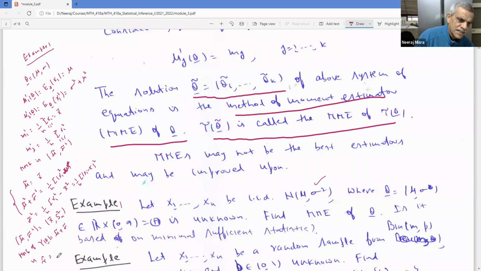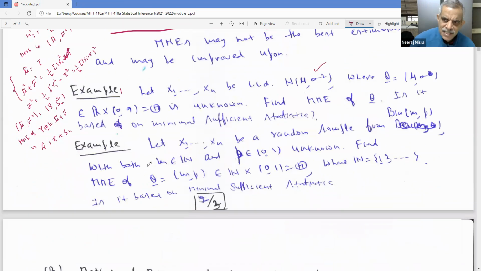Mu hat is x bar, sigma tilde is Sn, so x bar plus Sn. So very simple example, you might have done it many times at your bachelor's level. Similarly, you can do problem number 2. You have a sample from binomial(m, p). So here, note that your method of moments estimator depends on a minimal sufficient statistic, x bar and Sn square.